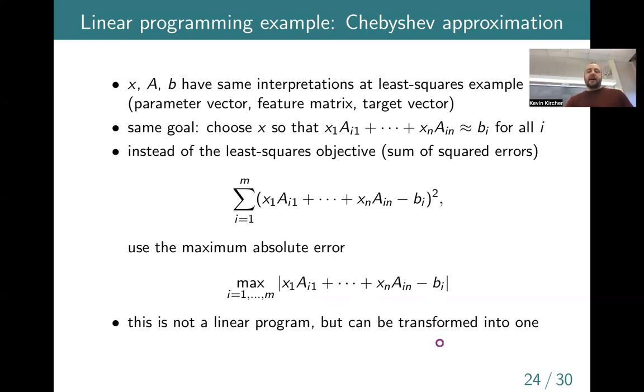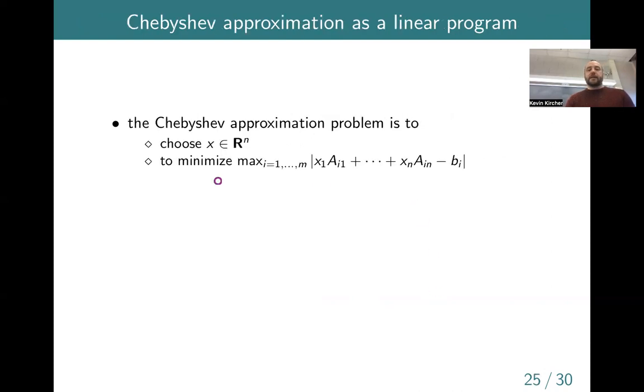Okay, so this thing is not a linear program, but we can do some modeling gymnastics to transform it into a linear program. I'll show a couple slides of how to do that. Here we want to choose x to minimize the maximum over all the i of this absolute value fit.